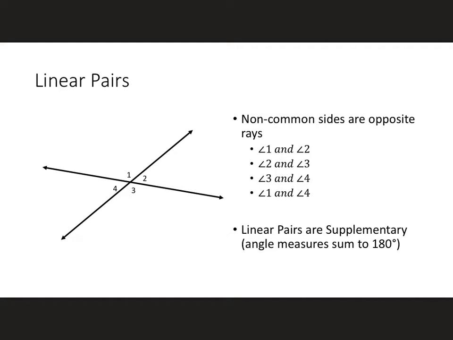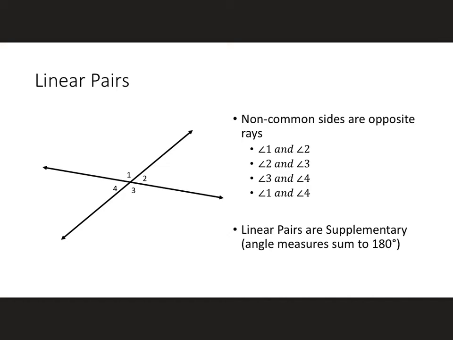Linear pairs are two angles with a common side whose non-common sides are opposite rays, or more simply, two angles that together form a straight line. In this, we have four linear pairs. They are angle 1 and 2, angles 2 and 3, angles 3 and 4, and angles 1 and 4.